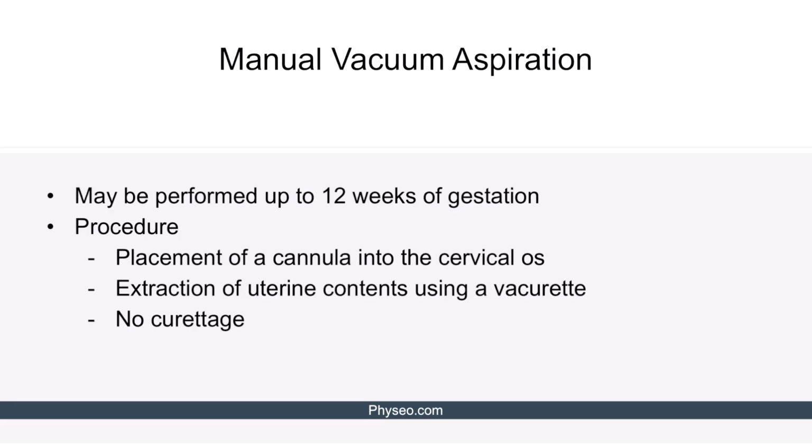Next, let's discuss manual vacuum aspiration, which is a procedure that may be performed up to 12 weeks of gestation. So again, we're just thinking the first trimester here. And here's how this works in essence. The clinician will place a cannula into the cervical os and then extracts the uterine contents using a vacurette. Unlike dilation and curettage, manual vacuum aspiration doesn't involve any curettage. So there really isn't that scraping like we discussed with D&C.